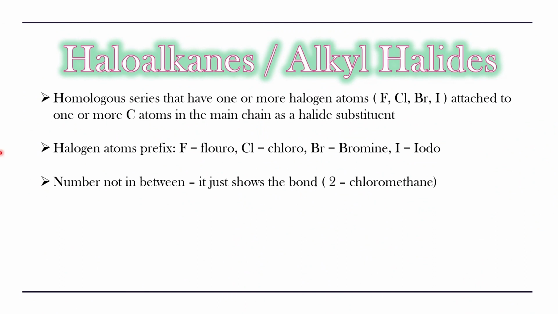A haloalkane or an alkyl halide is an alkane with a halogen atom. Here are the halogen atoms: fluoro, chloro, bromo, iodo. There's no number in between, it just shows the bond. Here is an example of a haloalkane. The Br is attached to the carbon atom, which makes it a haloalkane.